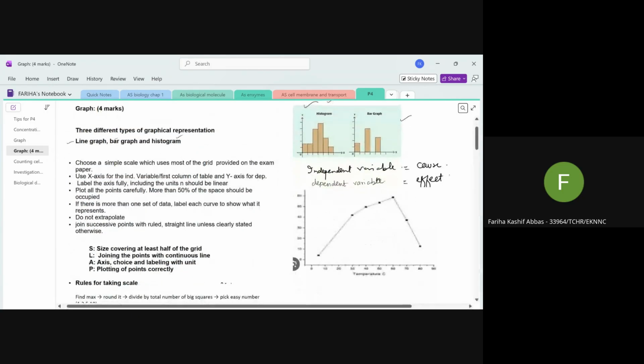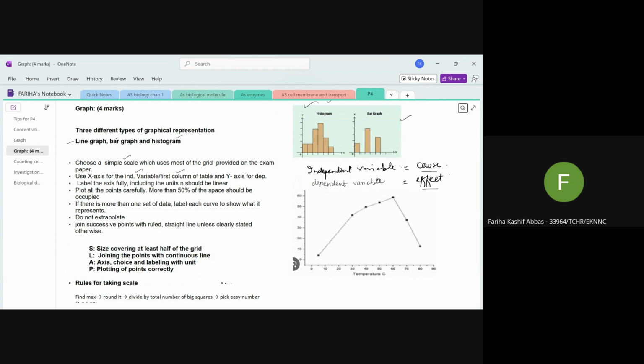Okay, so how are all types of graphs going to be plotted? We need to choose a simple scale which uses most of the grid provided on the exam paper. Use x-axis for independent variable. Mostly independent variable is located on the first column of the table, and y-axis for the dependent variable. Now, what is the difference between dependent and independent variable? Dependent variable is effect, whereas independent variable is cause.